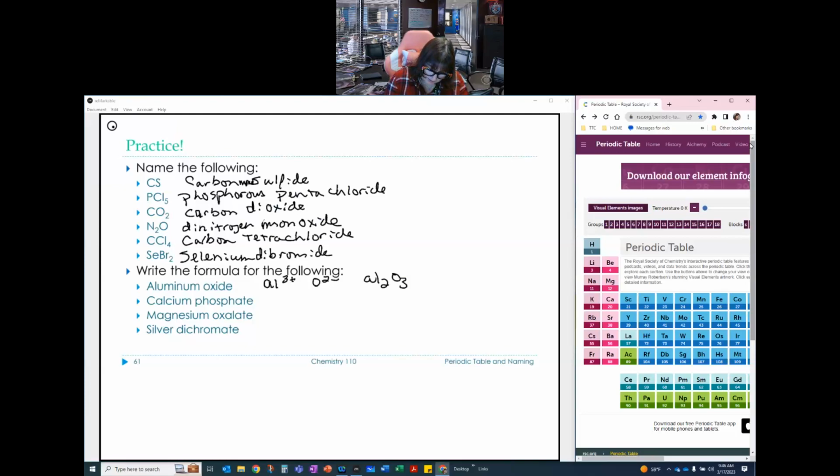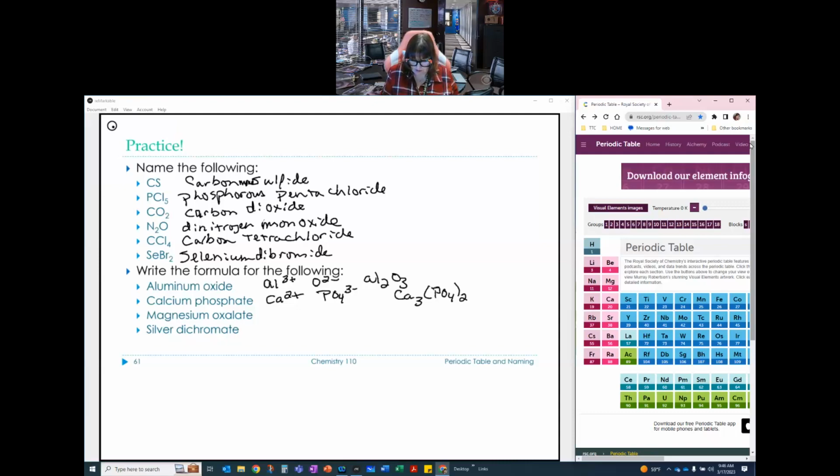Awesome. Now, calcium phosphate. So, calcium is Ca. He is in that second group, so he's a 2+. Phosphate is that PO4 3-. So that's going to be a Ca3(PO4)2.